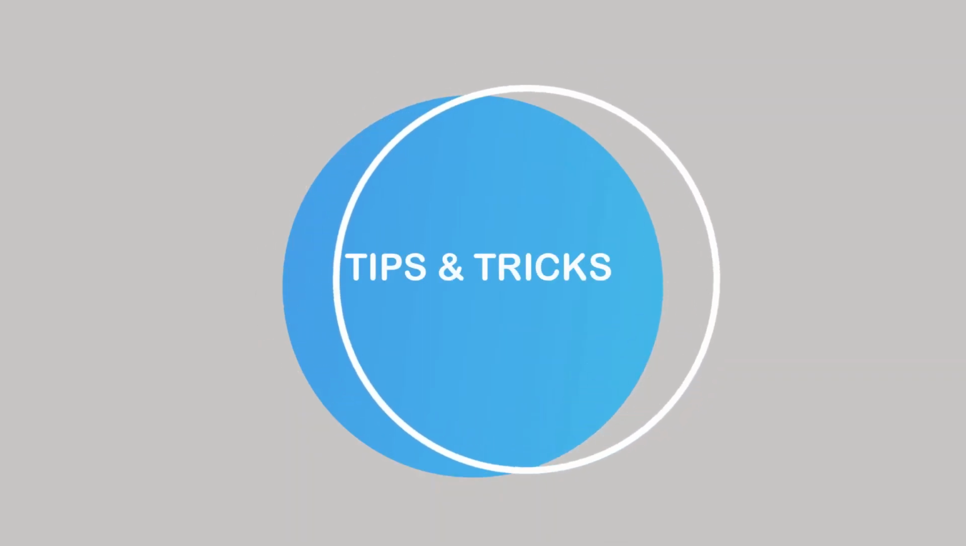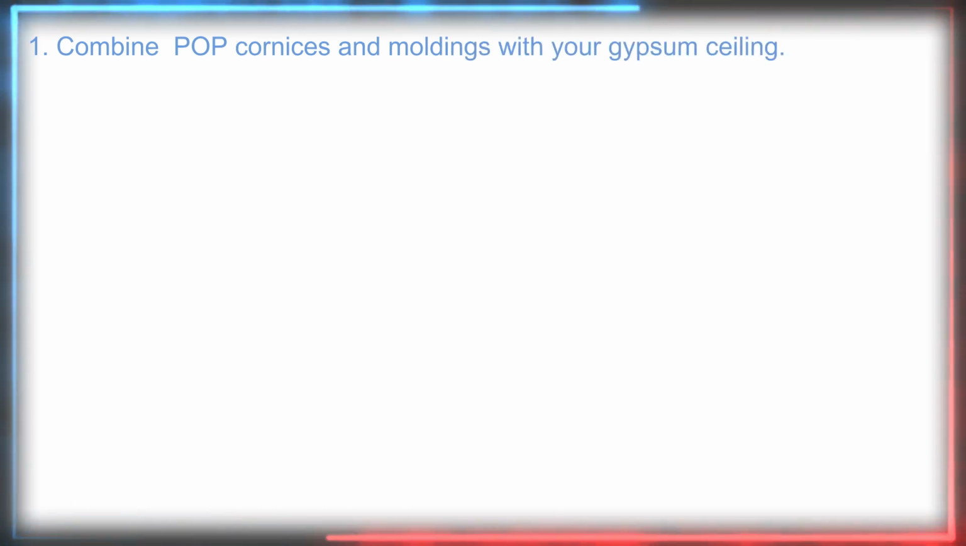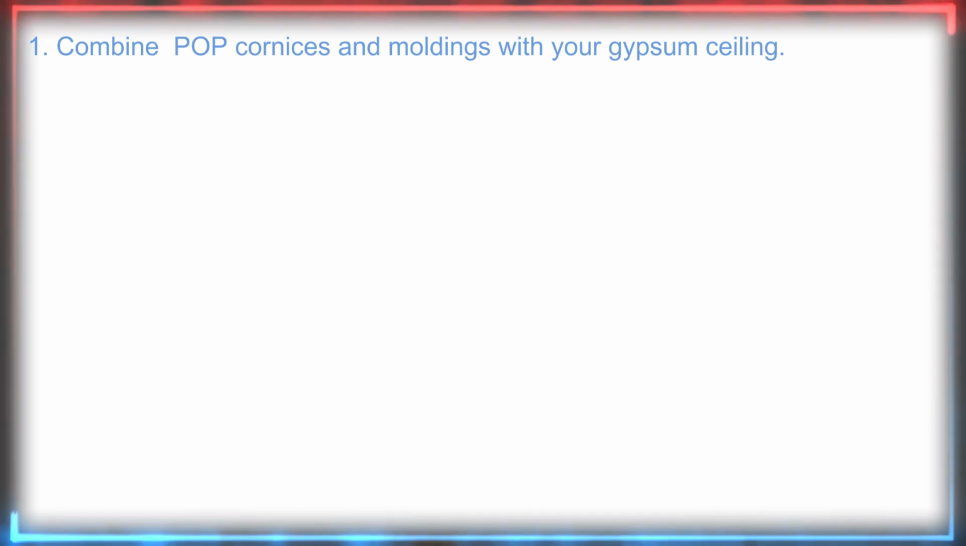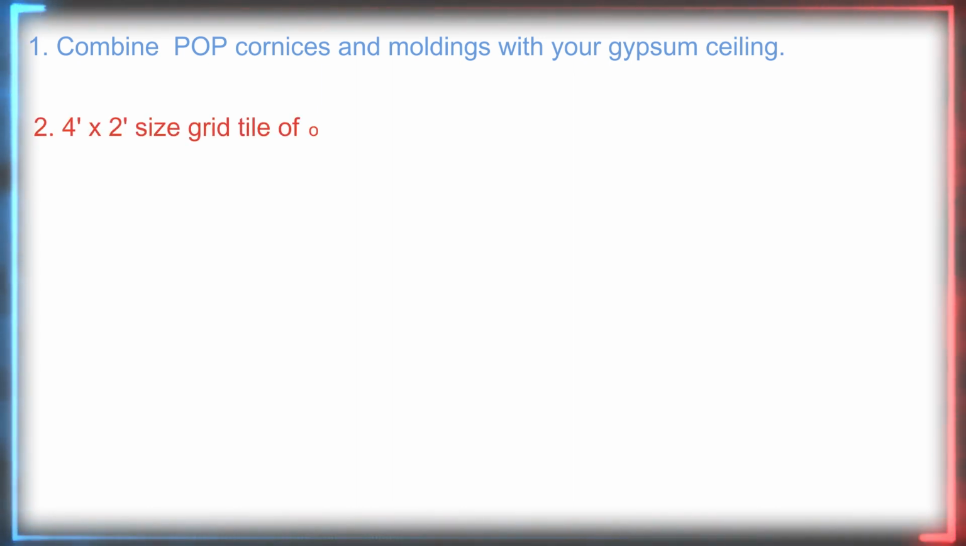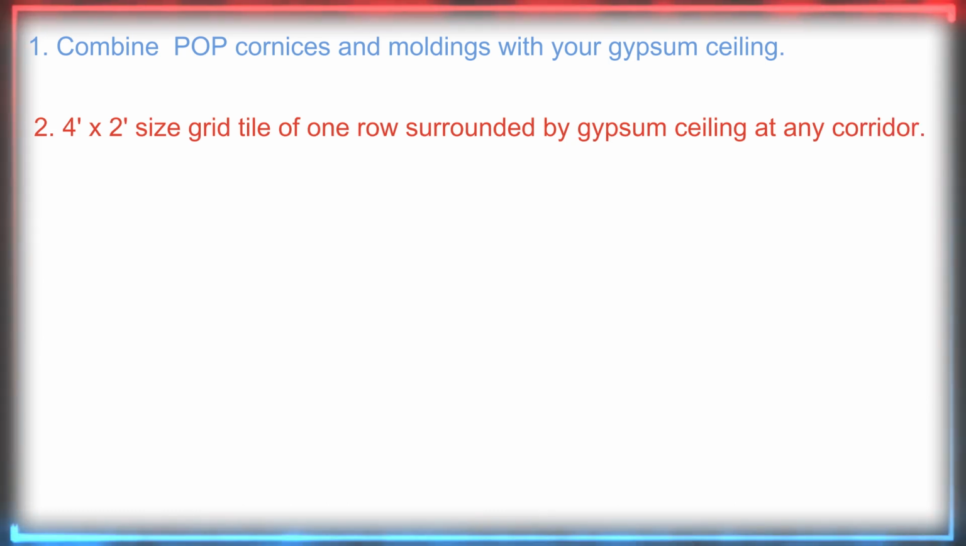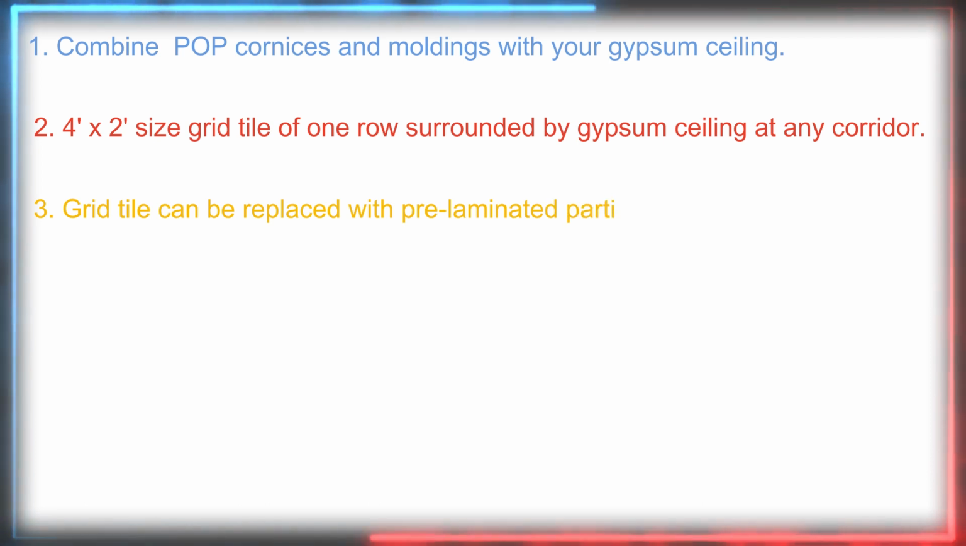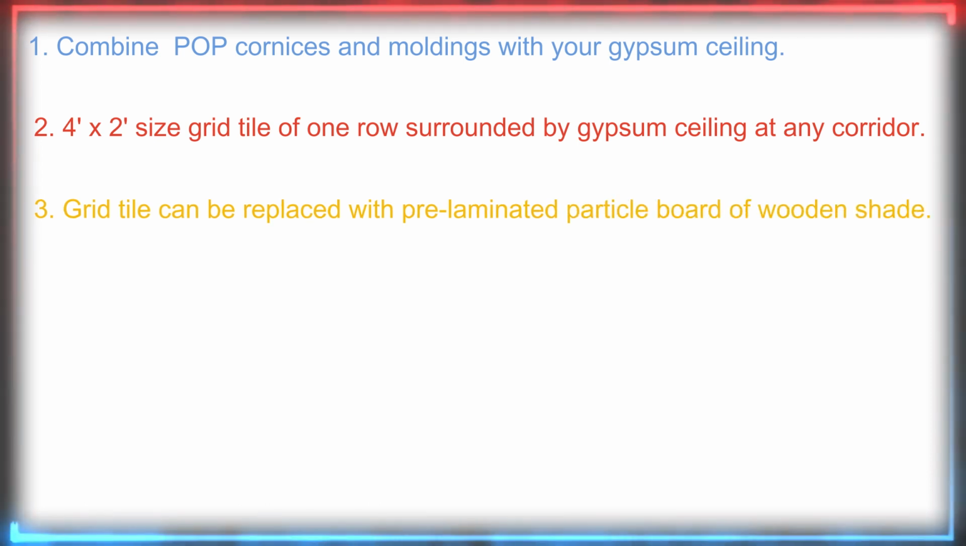Now as promised, I will share some tips and tricks that will enhance the design of your false ceiling many-fold. Combine some elegant POP cornices and moldings with your gypsum ceiling, which gives an impression that the ceiling is made of POP, without spending a hefty amount and losing a lot of time. A 4 feet by 2 feet acoustical grid tile of 1 row surrounded by gypsum ceiling at any corridor brings a refreshing look and provides a direction to the design. In a grid ceiling, grid tiles can be replaced with 6 mm thick pre-laminated particle board of wooden shade. It can give a high-end look to the ceiling.